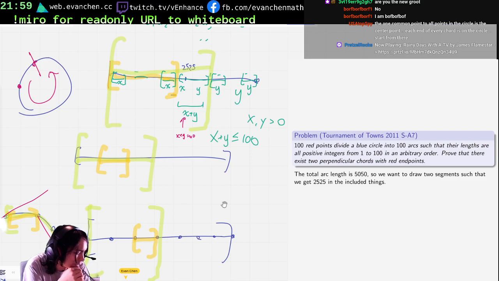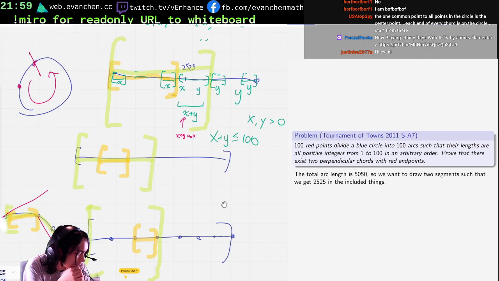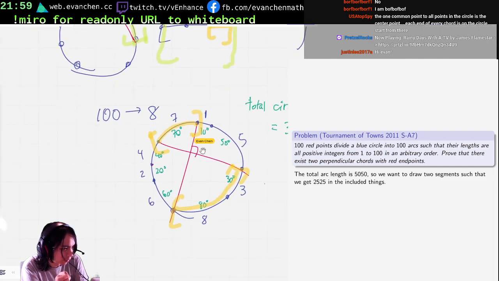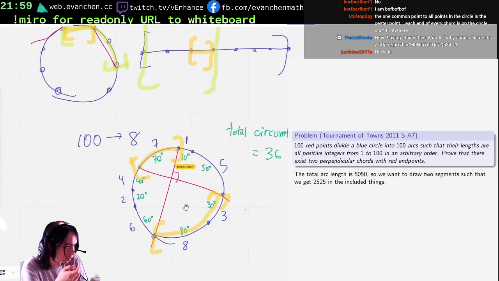I'm sorry, I don't think you understand the statement of the problem. If you have any particular questions, I can try to answer them, but I'm not sure what else to say. Like, this is what the example looks like. These two chords meet at a right angle. You want to do this in general when you have 100 instead of 8. It's not the case that all the points are evenly spaced. In fact, your promise is they're as not evenly spaced as possible.